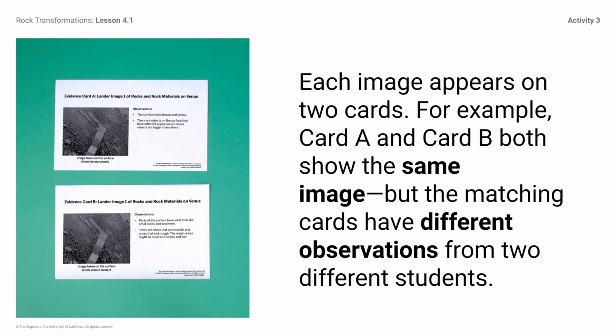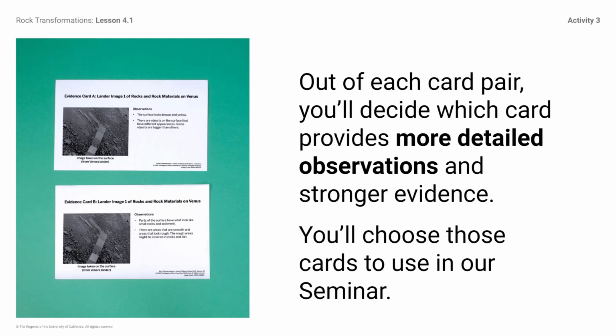Each image appears on two cards. For example, card A and card B both show the same image, but the matching cards have different observations from two different students. Out of each card pair, you'll decide which card provides more detailed observations and stronger evidence. You'll choose those cards to use in our seminar.